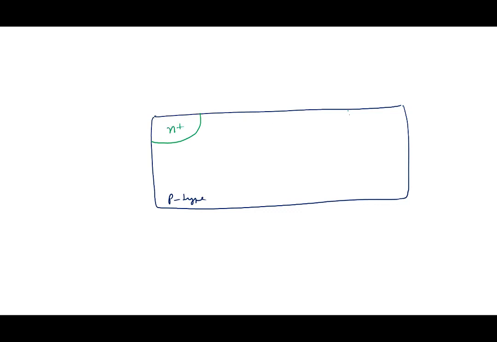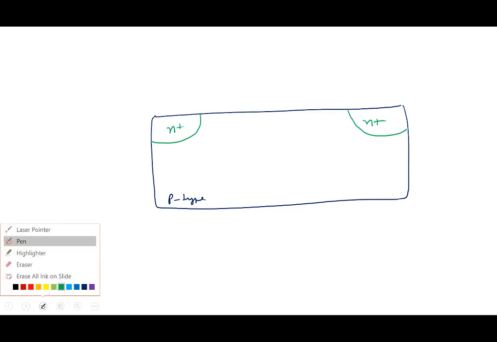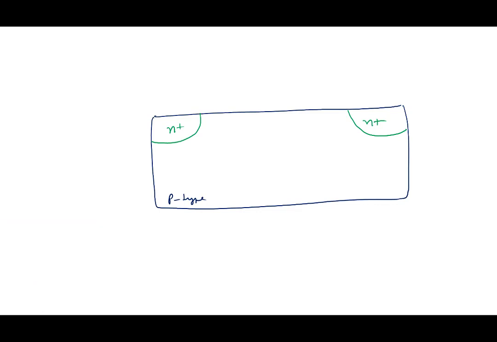So my MOSFET looks like this. This is an n-type MOSFET I'm drawing. So this is p-type. In this p-type, I'm going to create a layer here, n plus. And I'm going to create a silicon dioxide right here, starting from here to here. Actually, let me be a little bit more accurate. You cannot just simply align it. So it's a little bit like this, here.